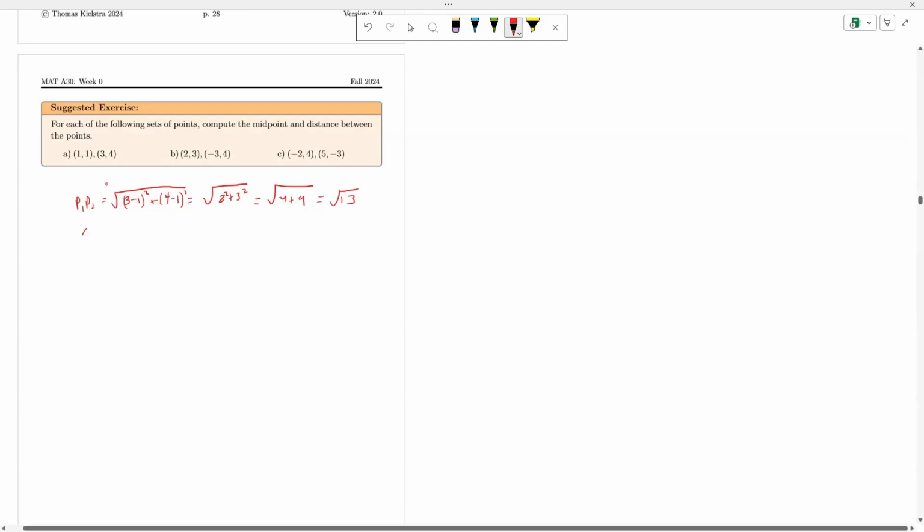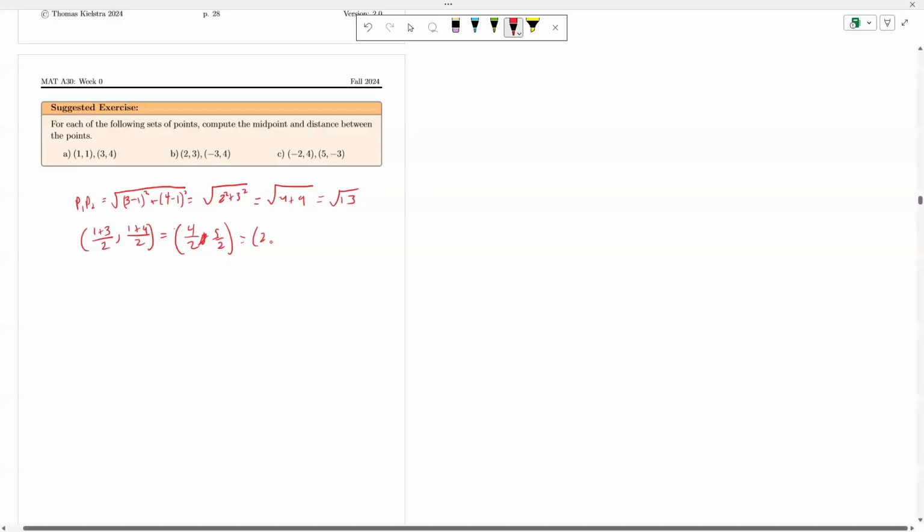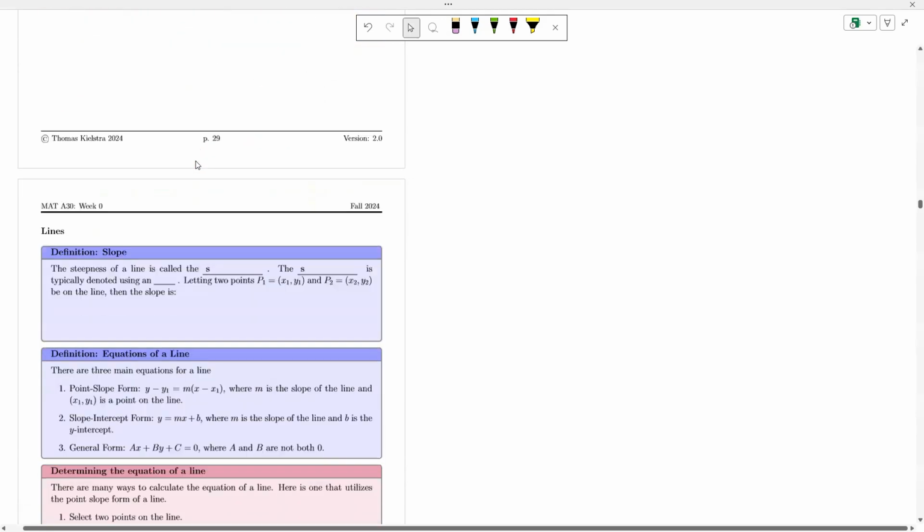And the midpoint is going to be (1 plus 3) over 2, (1 plus 4) over 2, which equals 4 over 2 comma 5 over 2, which equals 2 comma 5 over 2. As a suggested exercise, do the same for the following two sets of points.